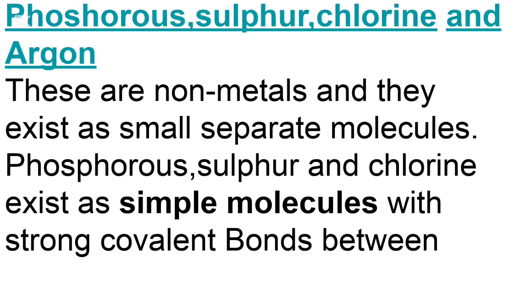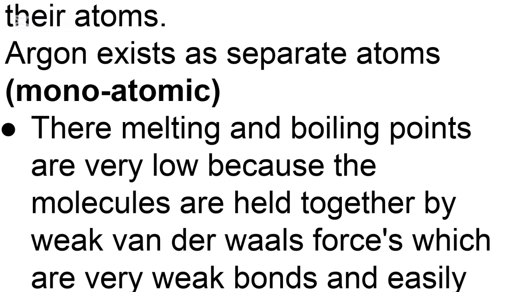Now let's look at phosphorus, sulfur, chlorine and argon. Now these are nonmetals and they exist as small separate molecules. Phosphorus, sulfur and chlorine exist as simple molecules, just molecules with strong covalent bonds between their atoms. Argon exists as separate atoms. It is monoatomic.